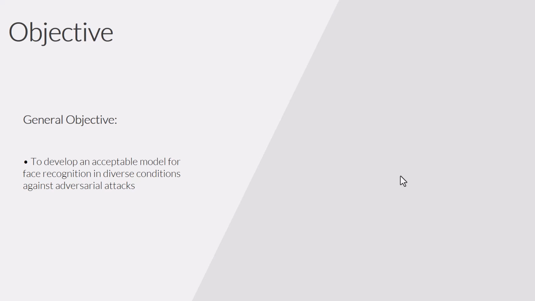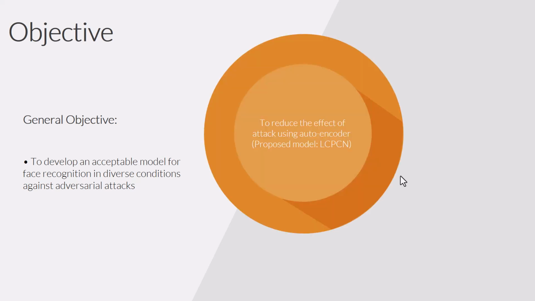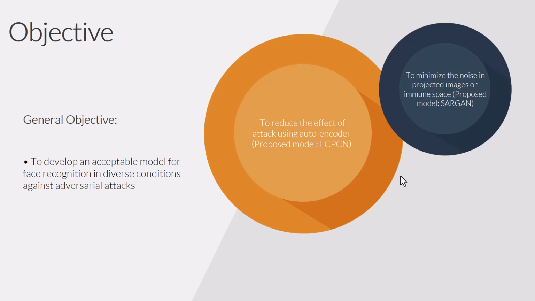attacks. To address this general objective, we have defined certain specific objectives. The first one is to reduce the effect of attack on the image using an autoencoder, and for that we have proposed a learnable convolution principal component network. First we are projecting our image onto that immune space.